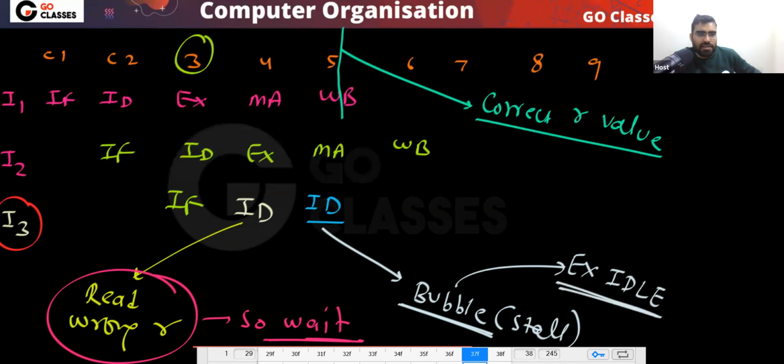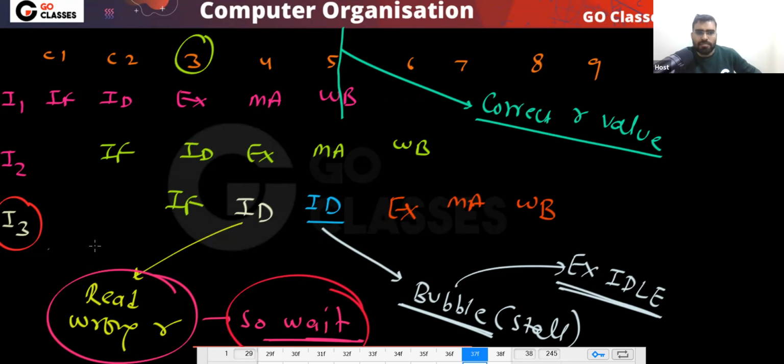Your execution phase is idle in cycle C5. I am putting this line for the bubble because you are waiting in the ID stage. Now tell me, in cycle C5, can you read the correct value? Yes, you can, because we are using the split phase. So no problem: go to the execution stage, then the MA stage, then the WB stage.